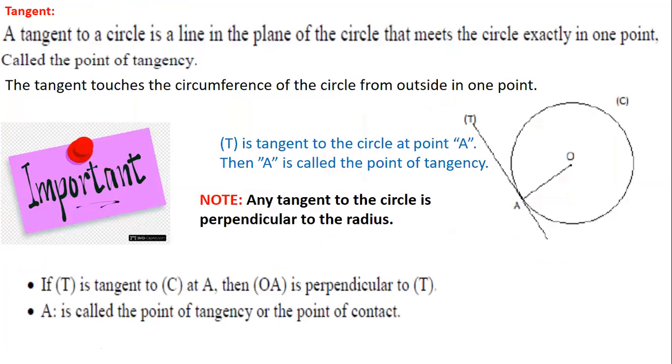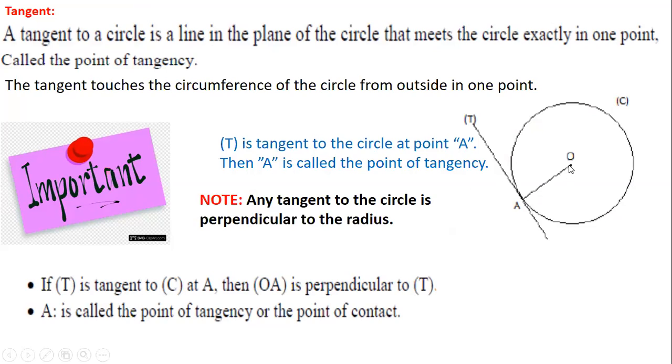Now I will talk about a very important line in the circle called the tangent. What is the definition of the tangent? The tangent is a straight line touching the circle from outside at one point, which is here A. Because A is where the tangent touches the circle, this point is called the point of tangency.